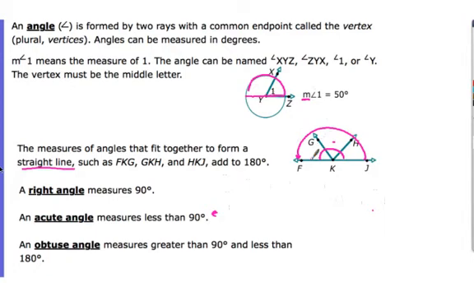So what you're going to do next is identify some of these right, acute, and obtuse angles. You're going to name the angles by looking at a diagram here. Now, don't forget, when you look at a diagram, it's not just these three angles here.